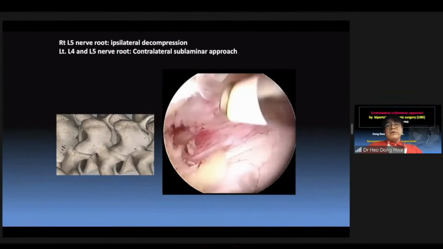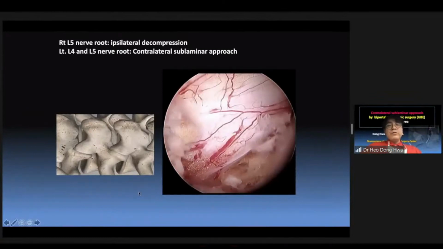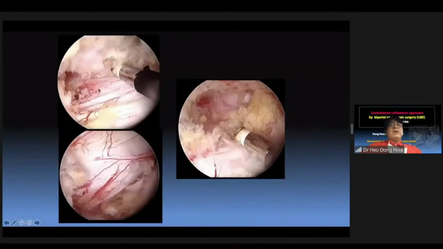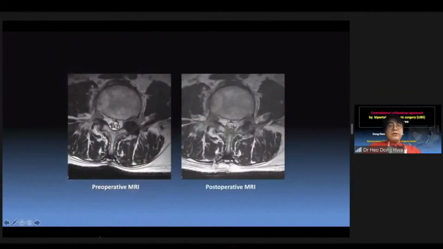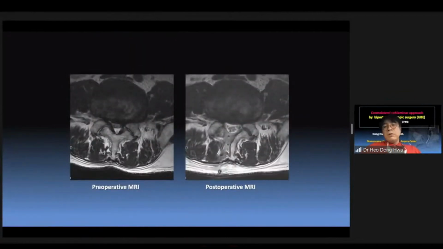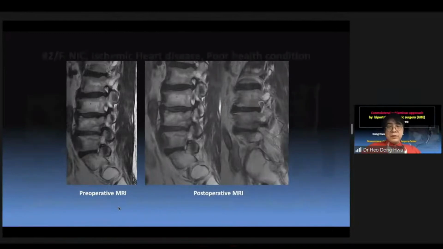And finally, you can see the right side L5 knob. I did the triple root decompression using the biportal endoscopic surgery. Left side L5, right side L5, left side L4 knob root decompression using a single approach. So after surgery, the foraminal stenosis and central stenosis were resolved after biportal endoscopic surgery. Also, in the sagittal view, you can see the decompression of the foramen after surgery.